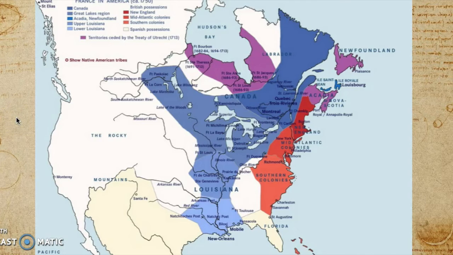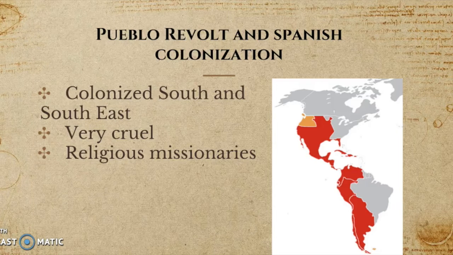So this is a map of the French Empire and the British Empire in America. You can see Louisiana, this big area here, as well as Quebec, right up in the northeast. These were huge areas of French settlement in the North American continent.